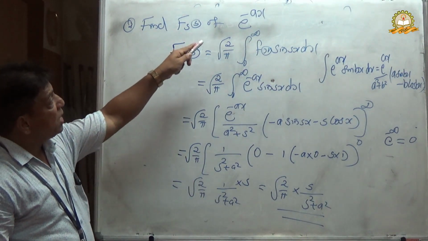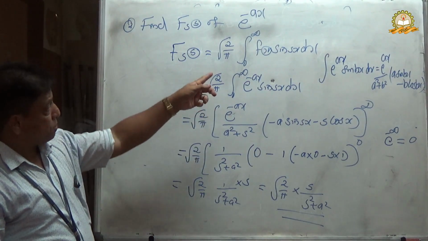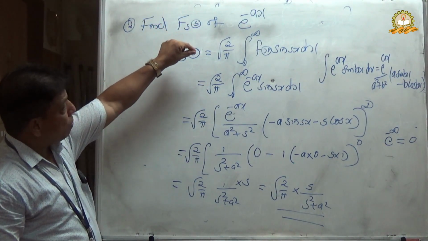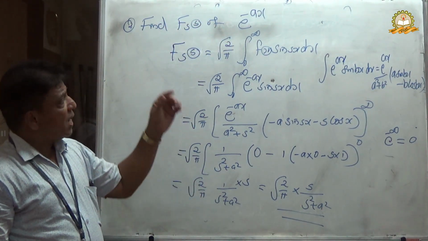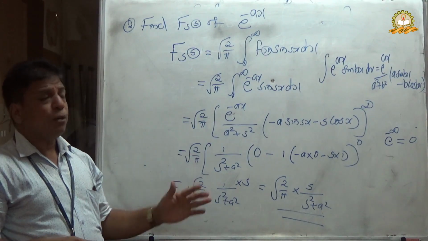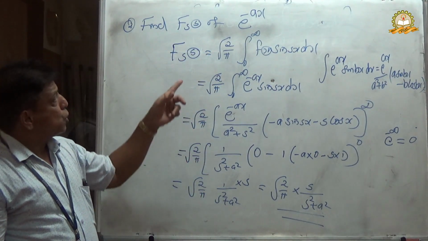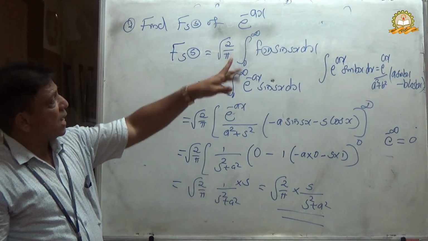Therefore, to find the Fourier sine transform of e raised to minus ax, just look at the steps. First, you write the formula. The formula says root of 2 by pi integral 0 to infinity f of x sin sx. You should write it every time. In each and every problem, write the formula, and then the formula will be automatically by heart.